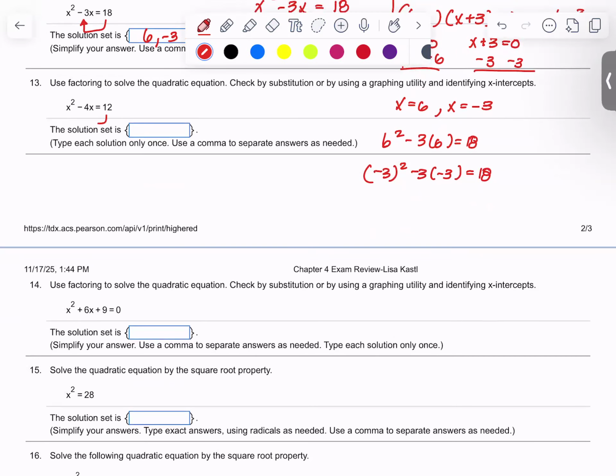Use factoring to solve the quadratic equation. So I'm going to have to move that 12 over there, so I'm going to subtract it from both sides. I need two factors of -12 that add to -4. I think that's going to be -6 and plus 2. Then use the zero product principle to set each factor equal to 0.